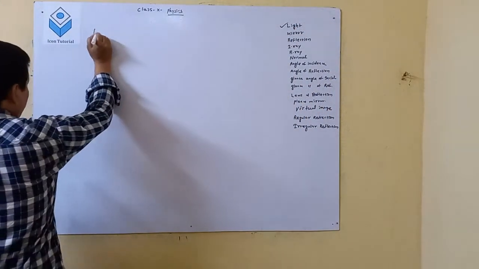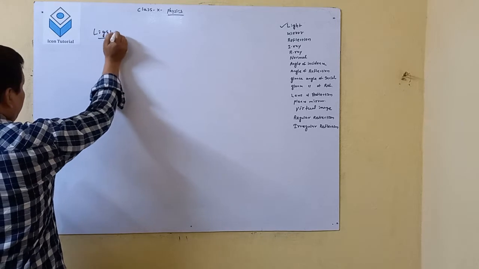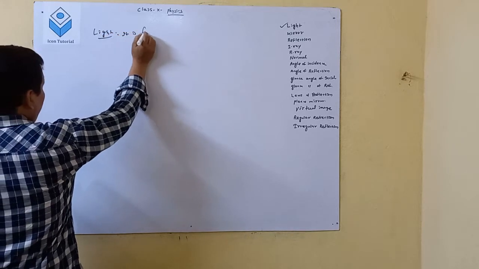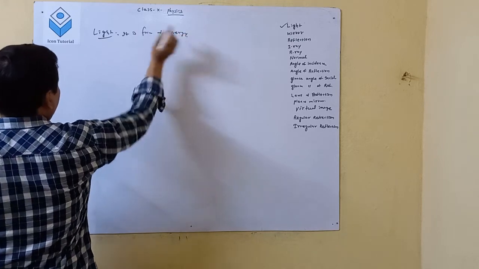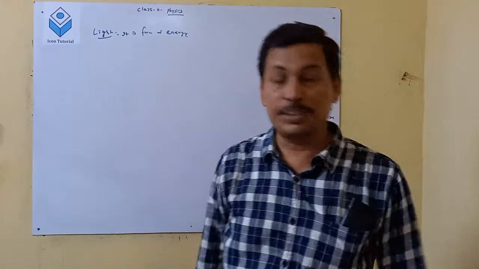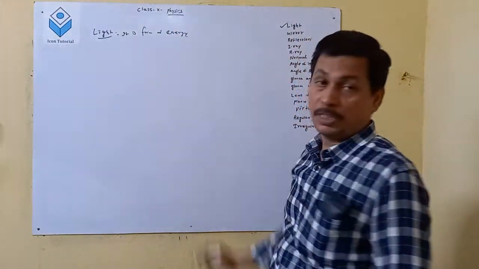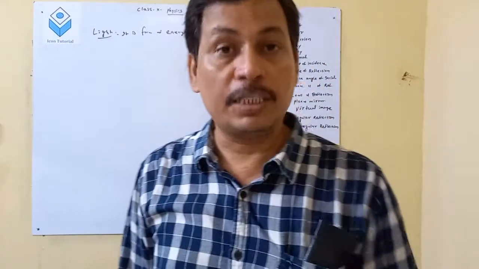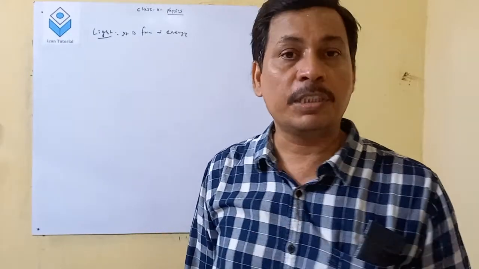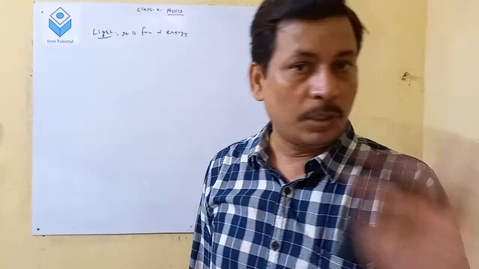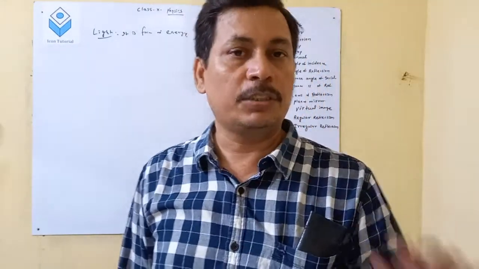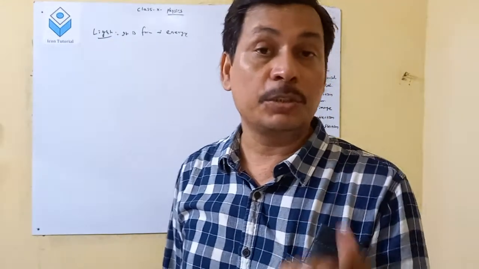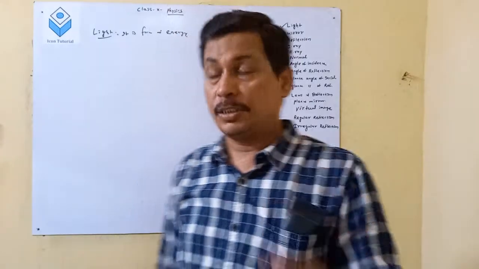So, as we discussed here, light is a form of energy which makes the object visible. We can see the object due to the presence of light. No light, you cannot see any object. Without light, you cannot see anything. So light is the energy which enables you to see the object.